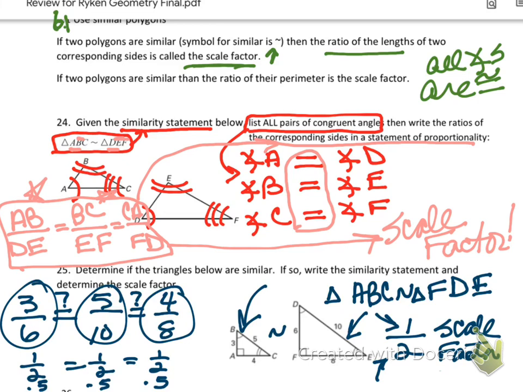That completes, I believe, 6-1. Yes, and we skipped 6-2, so the next video we'll do 6-3 and 6-4.